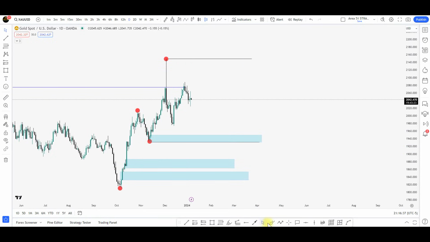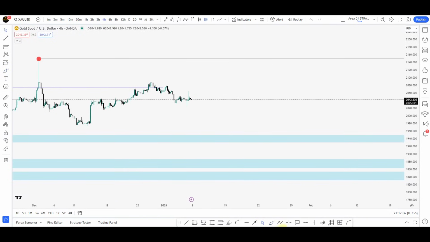Because remember, buying around here is not going to be a good option. This is in the middle of nowhere, and you don't buy and sell in the middle of nowhere. You always buy and sell from an area of interest. Sell from an area of supply and then buy from an area of demand. So this is the area that I'm expecting before I consider buying gold USD. Now let's go to the 4-hour time frame.